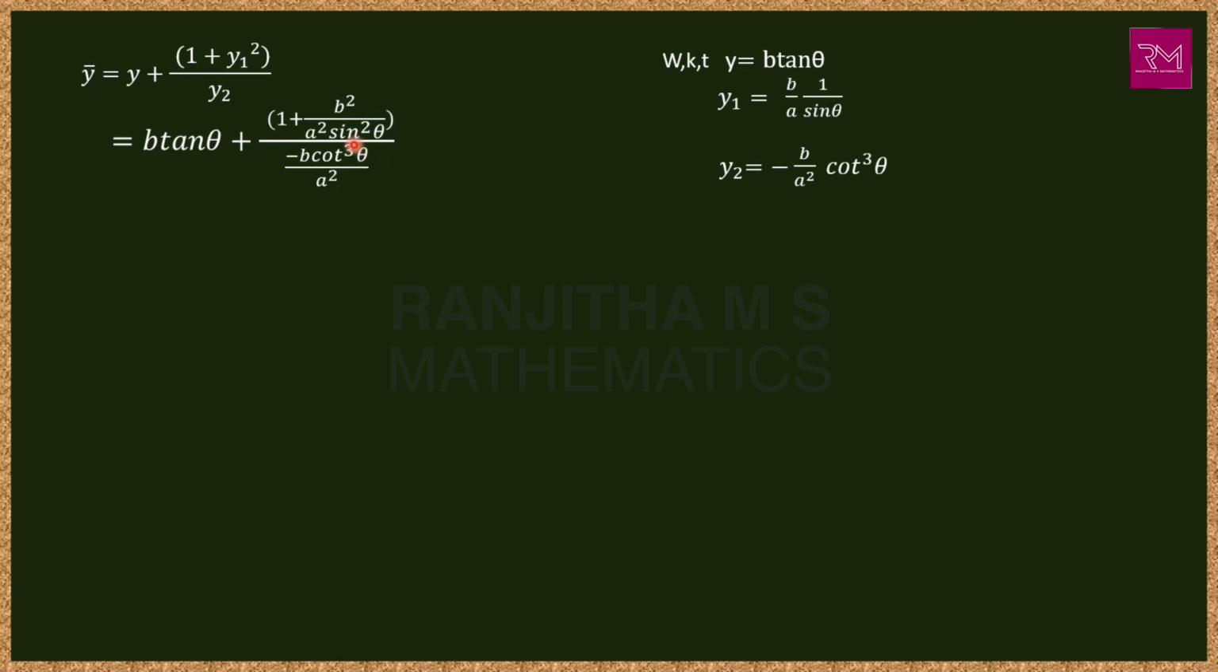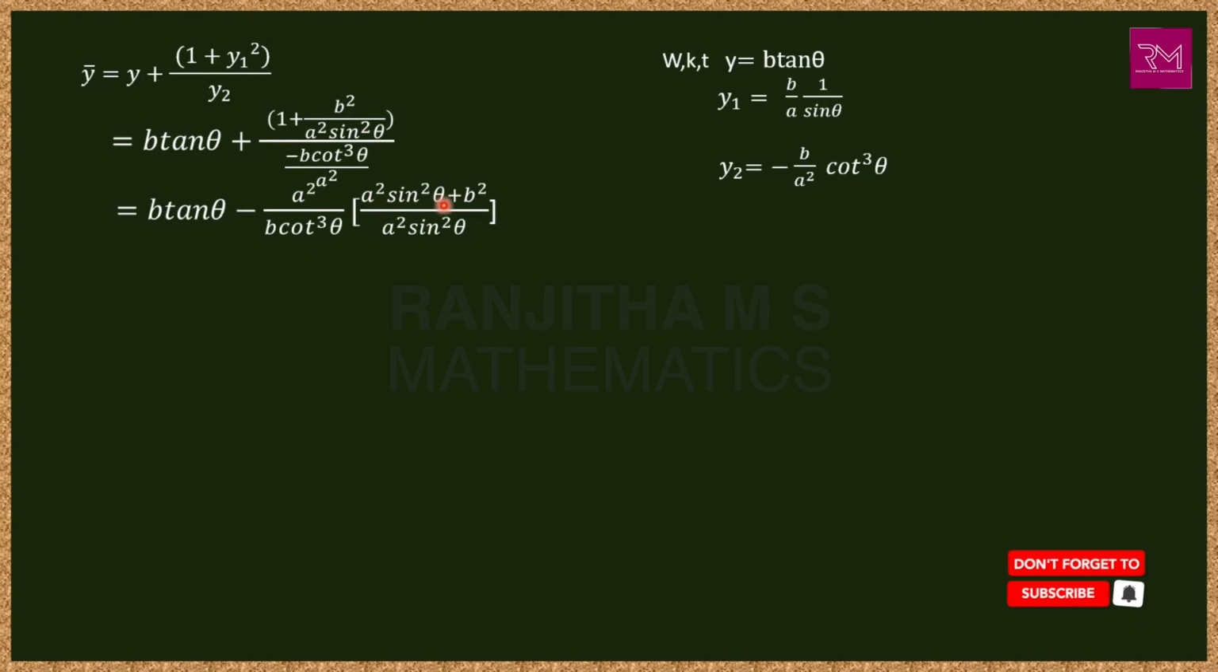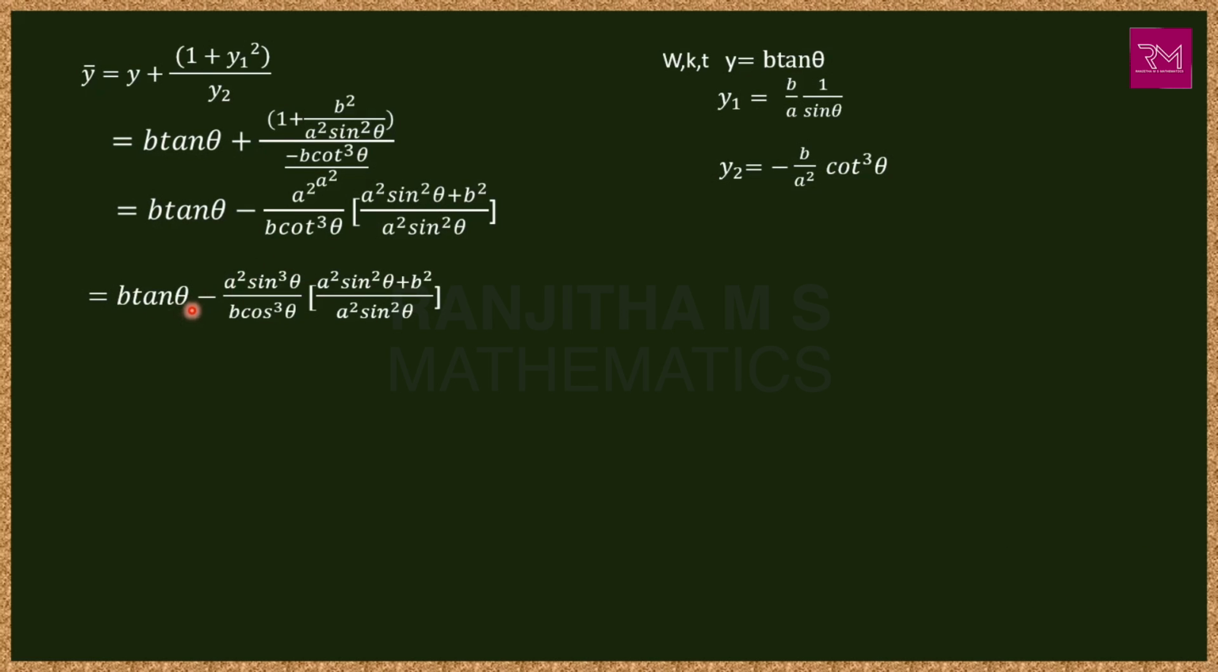The next step, take b cot cube theta divided by a square to the numerator, that becomes a square divided by b into cot cube theta into, here a square sin square theta is LCM, we get (a square sin square theta plus b square) divided by a square into sin square theta. In the next step, we have to simplify cot cube theta as cos by sin. Hence we get b tan theta minus a square divided by b into cot cube, which is cos cube theta divided by sin cube theta. So sin cube theta goes to the numerator.